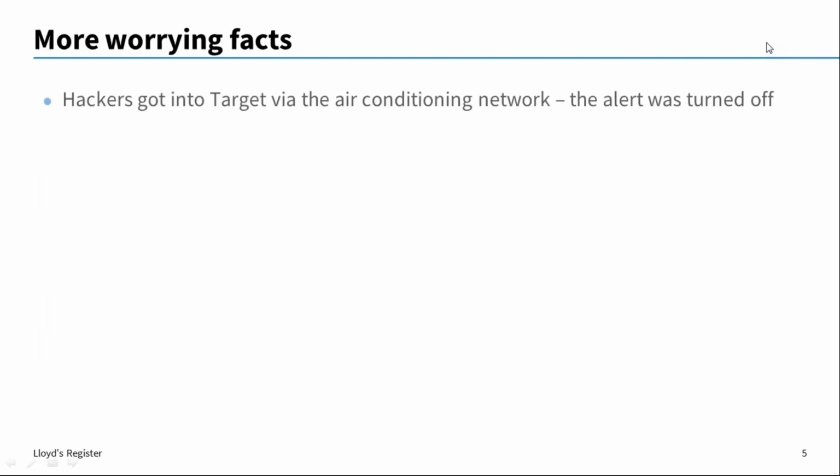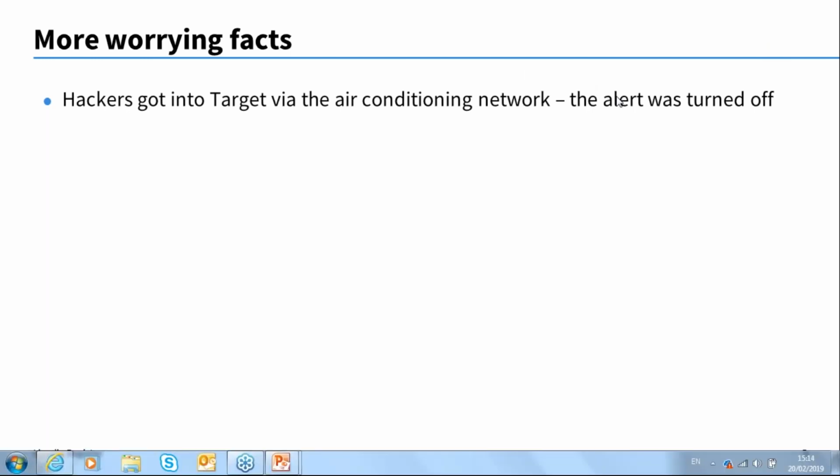Some more worrying facts we need to be aware of. The Target department store network: hackers got into their system via the air conditioning network, and it was quite simply because an alert had not been switched on.